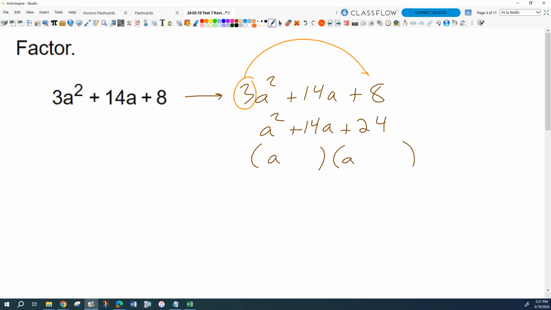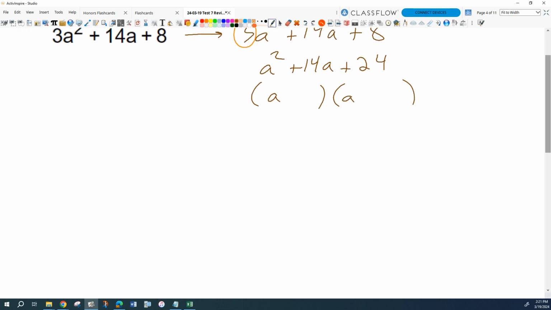Okay, and those are easier. So we get A's, play the sign game. Everybody agree, both positive? Multiply to a positive, add to a positive, so both positive. And what would numbers be that multiply to 24 and add to 14? 12 and 2. You guys are getting better at this. The more of these you do, the faster you get at this.